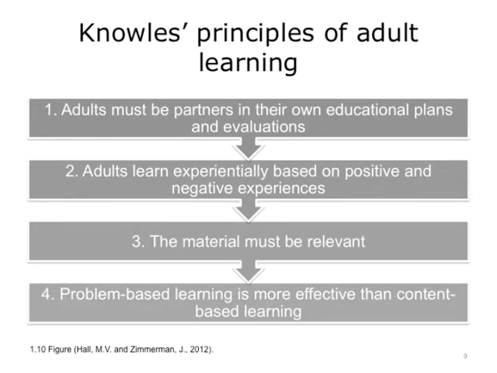The principles that Knowles put forth are: adults must be partners in the learning, education plans, and evaluations. Adults learn experientially based on positive and negative experiences that they've had in the past. The material that's presented to adult learners must be relevant to the learner. And problem-based learning is more effective than just content-based learning, or memorization.